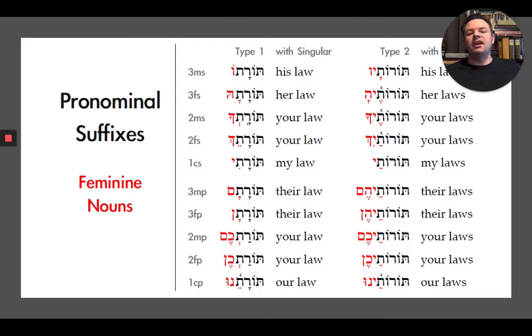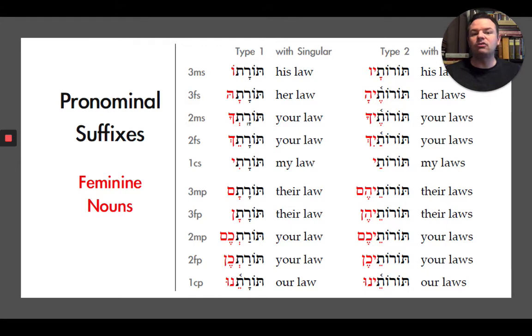So here it is with feminine nouns. It can look a little bit different, not much. You should see vast similarity between these. So Torah. The hey turns into a tau, right? So torato, toratha, toratheka, torathek. So the endings on the feminine nouns, they're the same, right?